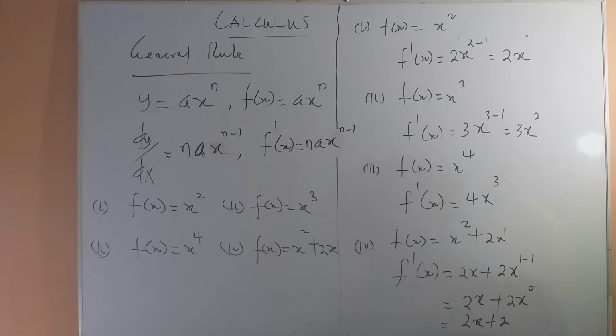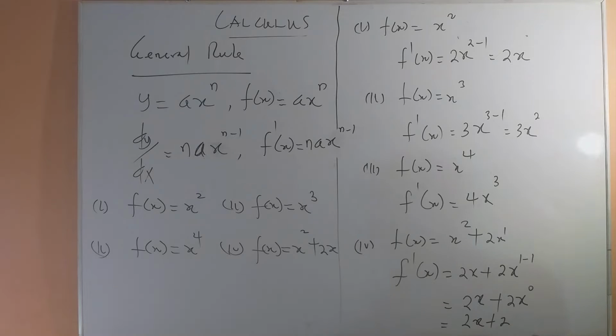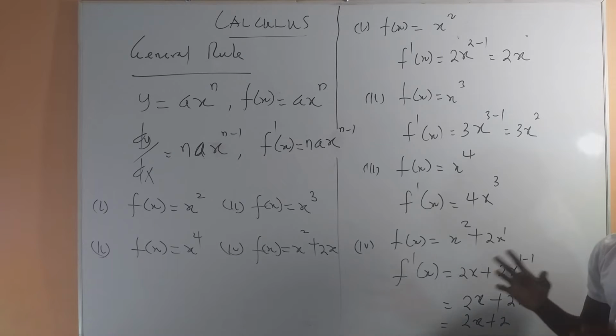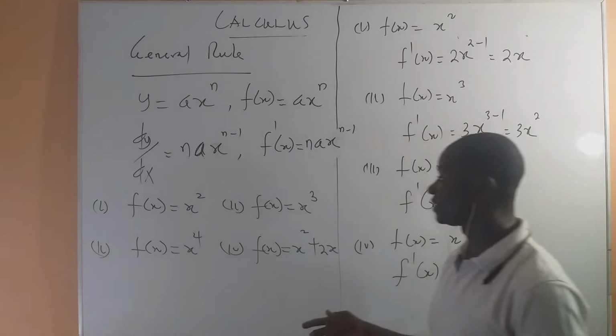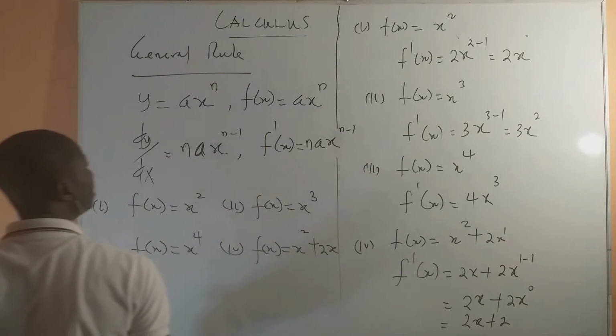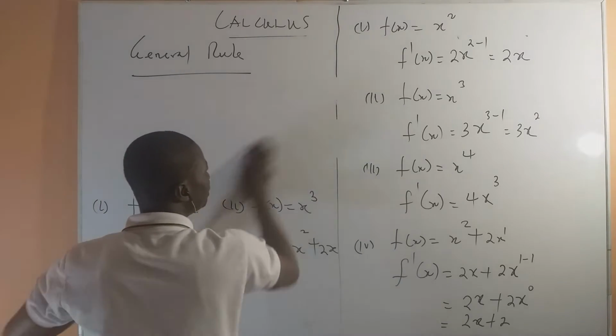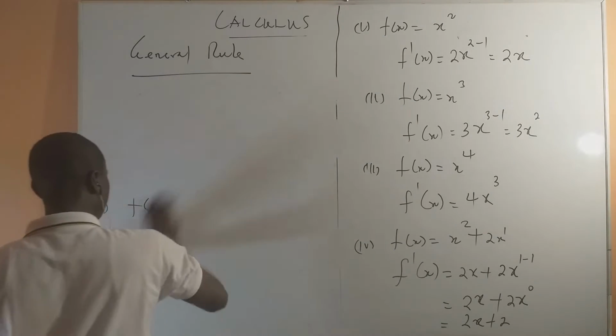So if you remember, when you refer to the answer we had when we were differentiating from the first principle, x squared plus 2x, we have 2x plus 2. So in general, that is how we differentiate with respect to x. So take note of that.